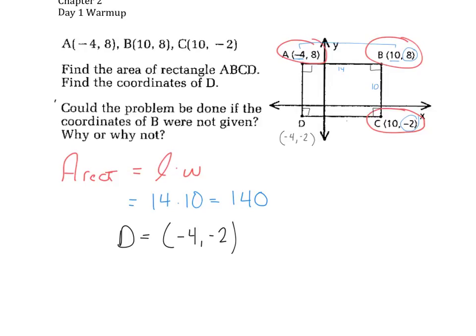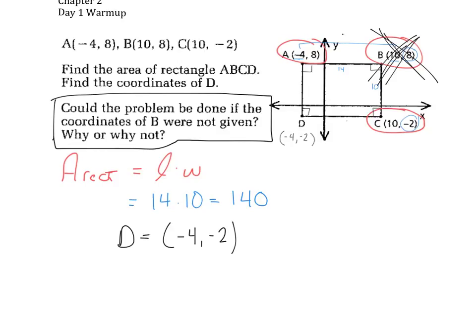So the question here, could the problem be done if the coordinates of B were not given? Why or why not? Well, if we didn't know B, so say B was out, could we have gotten the information with A and C only? And I don't think we could, because we just look at the horizontal distance, and from A to C horizontally you have to travel 14 units, and then from A to C vertically you have to travel down 10 units to get to that horizontal line. So you do not necessarily need to know B. Okay, you could get the rectangle.